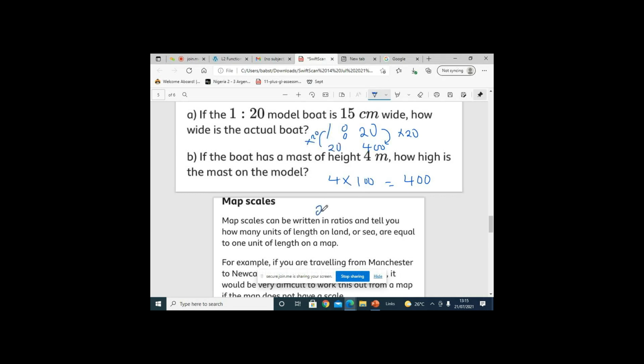So it's going to be 20 centimeters on the map. So this is 4 meters. So you have to draw 20 centimeters on that map.